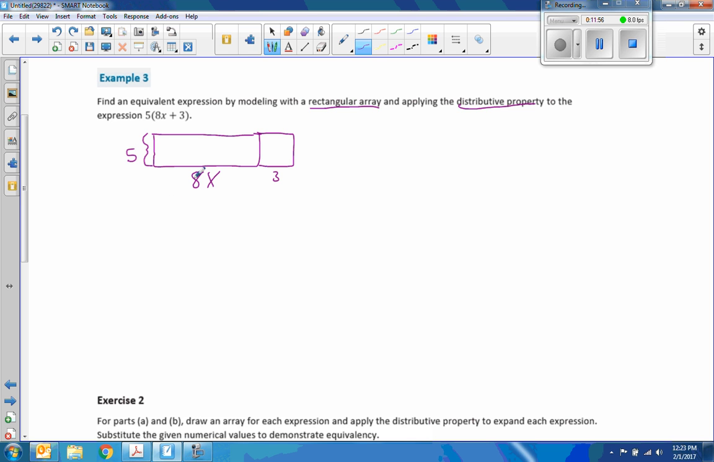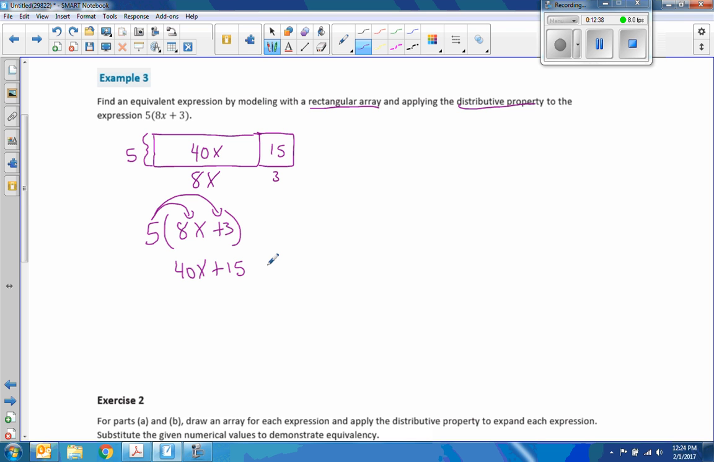Okay, so when I take 5 times 8x, I get 40x. 5 times 3, 15. The two pieces in between tell us to multiply or add. So in order to do this problem, it says apply the distributive property. So there's my rectangular array. Now to apply the distributive property, I take the original problem, 5 times the quantity 8x plus 3, and I would distribute. So 5 times 8 is 40x. 5 times positive 3 is a positive 15. Okay?